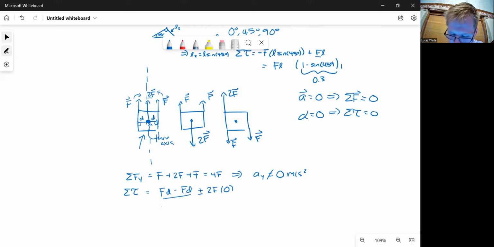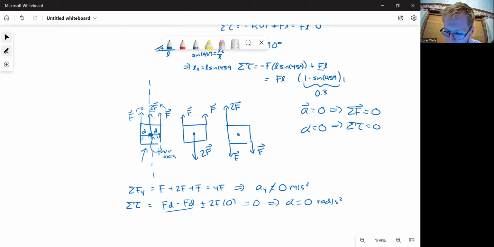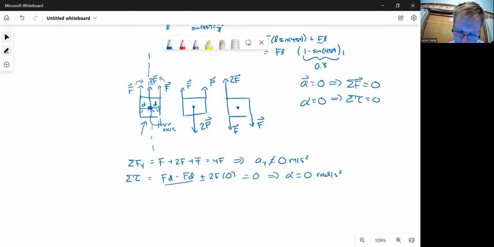So really it's the fact that these two cancel each other out. So we do get 0 torque. And so angular acceleration is 0 radians per second squared. Okay, so in this case, we do have a translational acceleration, but we don't have an angular acceleration, or it's equal to 0. What about this second case? So call this case A, B, C. This was for A. Now looking at B.